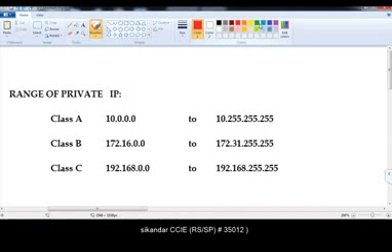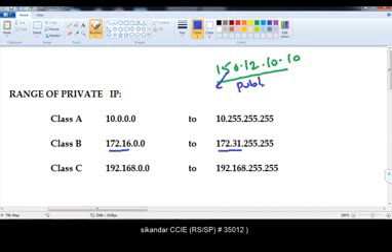So let's take some examples to classify. Now I'll take one example: 150.12.10.10. Now, is this address a private IP or a public IP? So it's a B class. In the B class, the private range is limited, and the public range is very big, so it's a public IP address because it is not coming in this range.